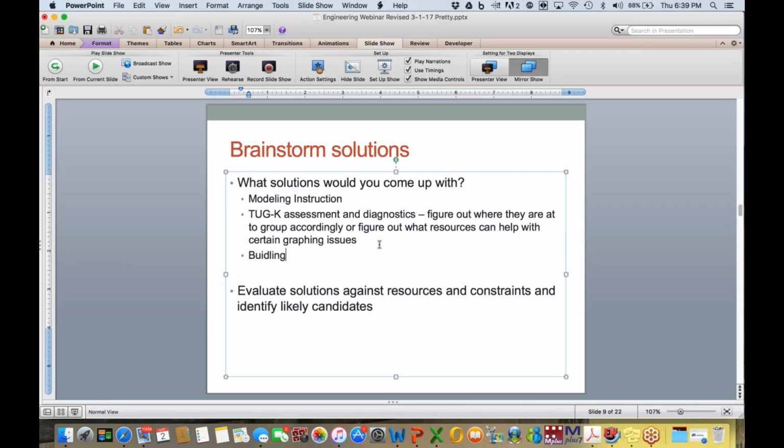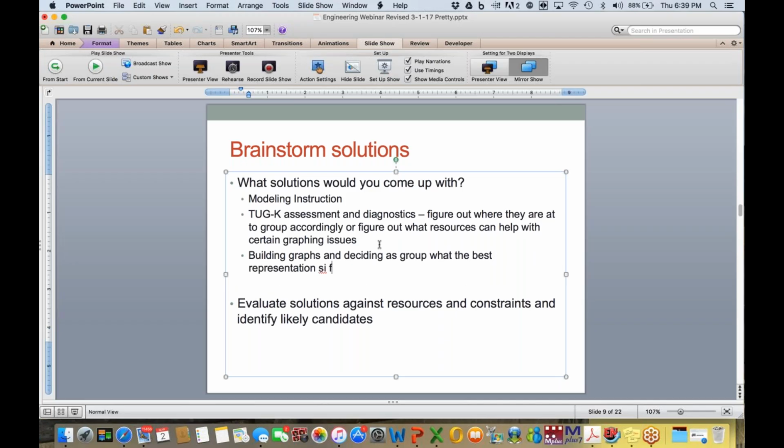So building graphs, constructing graphs, and deciding as a group what the best representation is for the need. For the communication need. Is there anything anybody else would like to add?